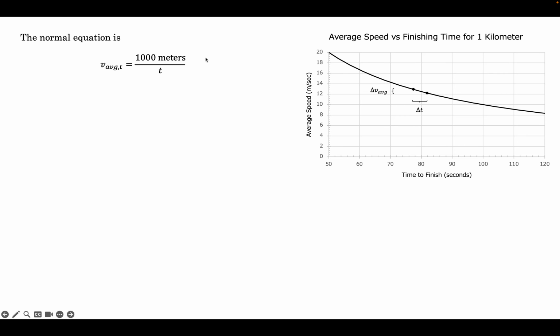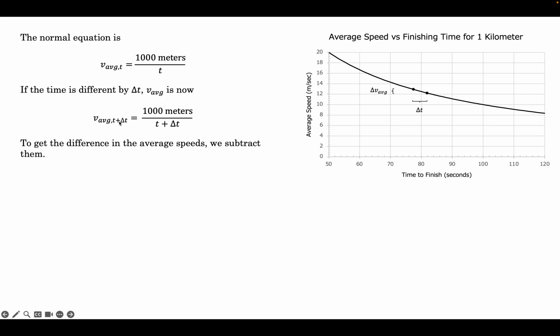The normal equation is this. For time t, it's 1,000 meters over t. And if your time is different, V average is 1,000 meters over t plus delta t. All right, we want to get the change in the average speed, so we subtract these two. That's the difference in the average speeds. So 1,000 meters over t plus delta t minus 1,000 meters over t. This is the average speed when you complete the race in t plus delta t. This is the average speed when you complete the race in t. And if you subtract them, you get the difference.